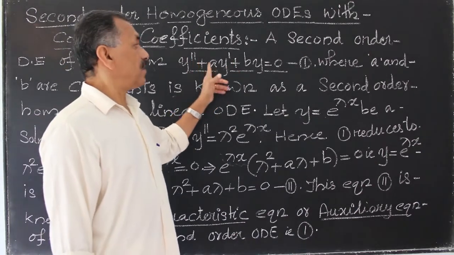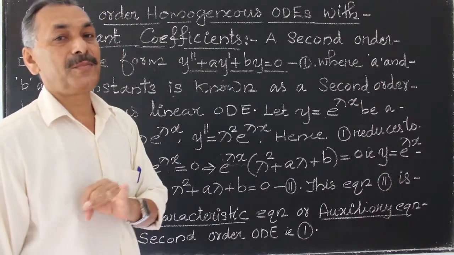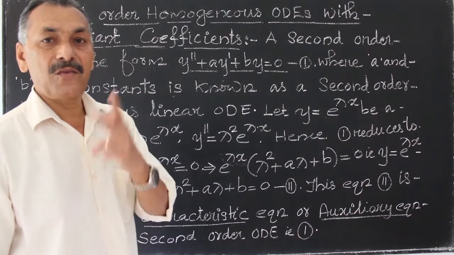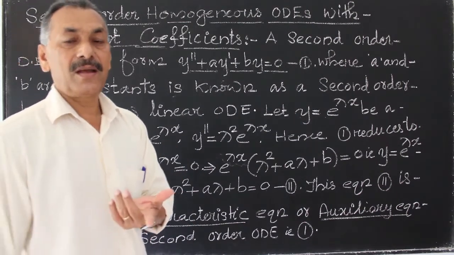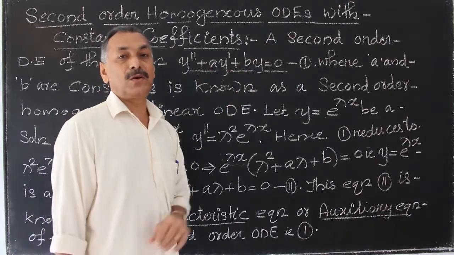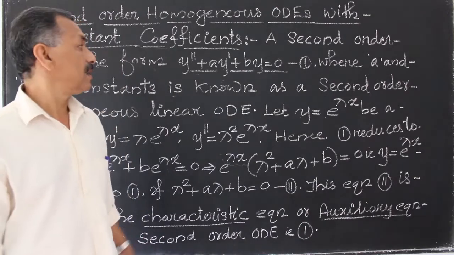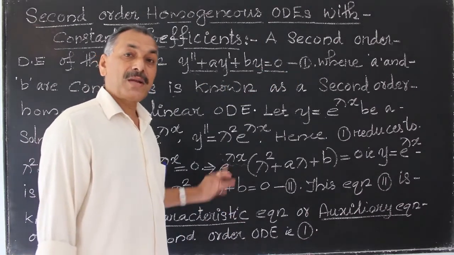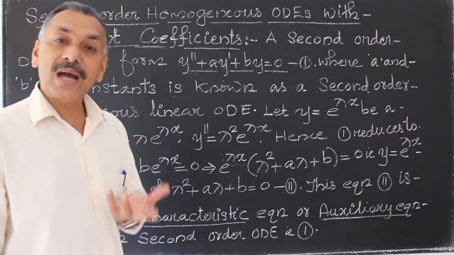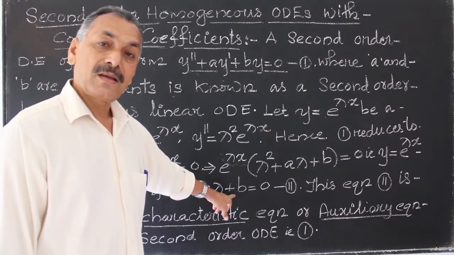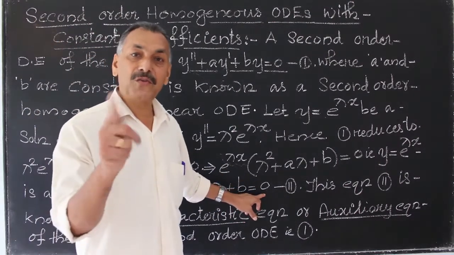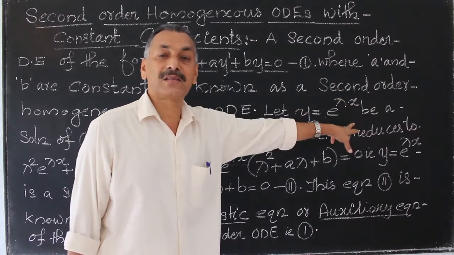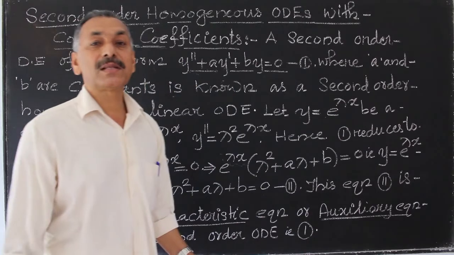Now, in the equation y double dash plus a y dash plus b y is equal to 0, the coefficients of y double dash, y dash and y are always constants. Then the characteristic equation is given by lambda square plus a lambda plus b is equal to 0. Solving this second degree equation in lambda, we get two values for lambda, lambda 1 and lambda 2. Then one solution is y is equal to e raised to lambda 1 x, and the other solution is y is equal to e raised to lambda 2 x.